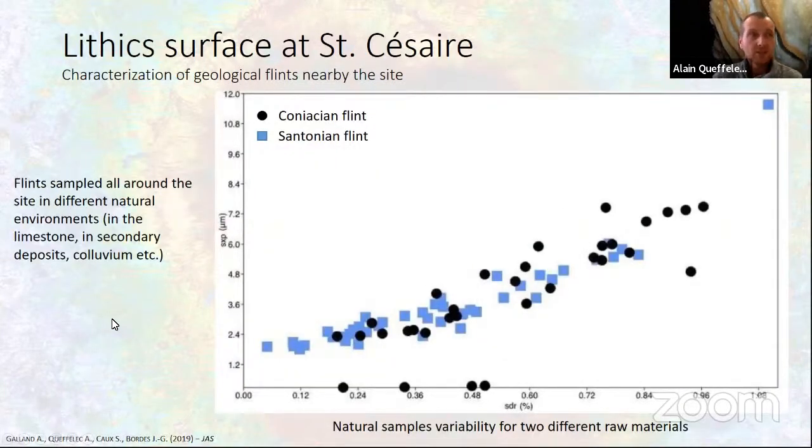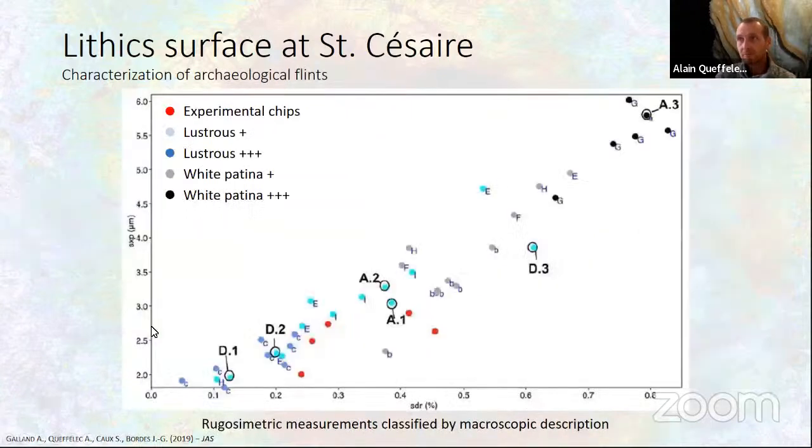We then applied the methodology to two different raw materials collected in different natural environments around the archaeological site to understand the variability of surface textures. We can see here that both raw materials show approximately the same kind of surface texture. We then applied the same protocol to archaeological artifacts and tried to understand if the method could lead to the same kind of results as surface observation by naked eye. It worked quite well, as the previous study showed. And we can differentiate white patina, lustrous, and, with the red points as being the experimental chips, the non-patinated and non-lustrous objects.